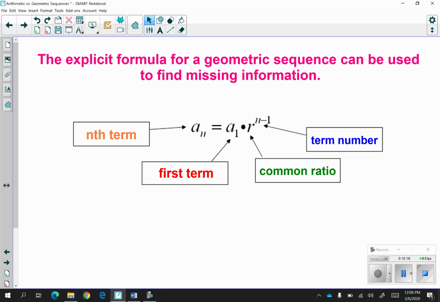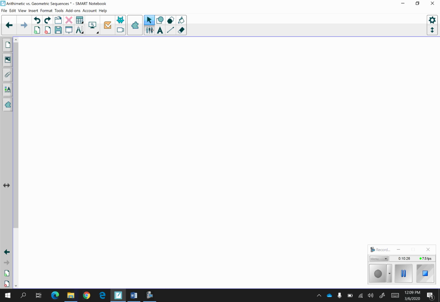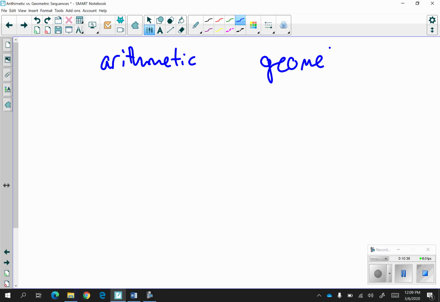So just keep in mind, as a good way to sum it up, you have 2 types of sequences. You have arithmetic, and you have geometric. Arithmetic is adding and subtracting. Geometric is multiplying and dividing. One has a common difference d, the other one has a common ratio r.